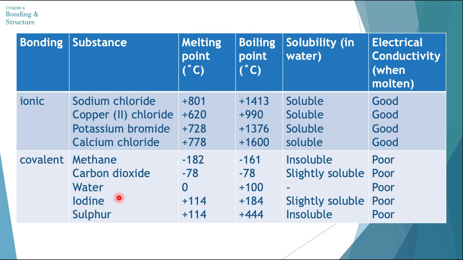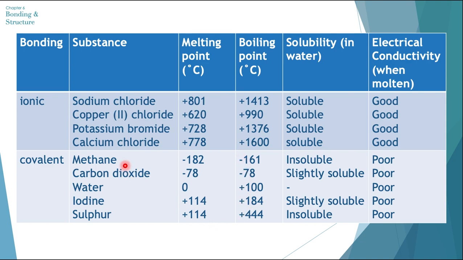Then we have iodine, which has a melting point of 114 and a boiling point of 184. It is slightly soluble in water, and it is a poor electrical conductor. And lastly, we have sulfur, which has a melting point of 114, just like iodine, and a boiling point of 444 degrees centigrade. It is insoluble in water, and again, it is a poor electrical conductor. So covalent molecules, as you can see, are not very soluble in water. They are only slightly soluble or insoluble in water.